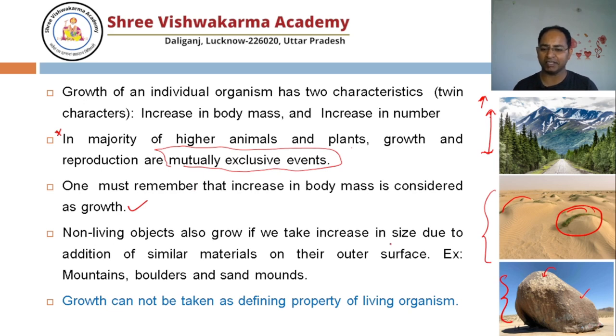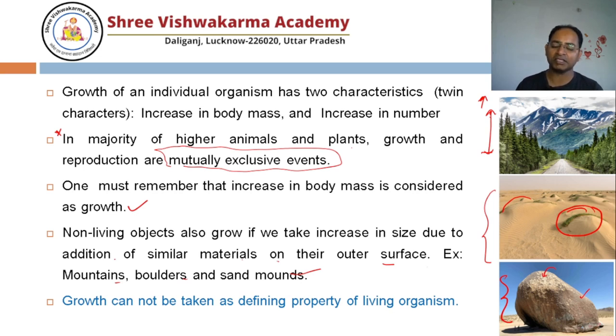So now see the bookish language: non-living objects also grow if we take growth as increase in size due to addition of similar material on their outer surface, as I already told you. For example, mountain, boulder, and sand mould. So non-living things also show growth. Means if growth is taking place in some object, maybe living or non-living, we cannot say it is living. So although growth is a characteristic of living organisms, it doesn't mean that only living things have growth.